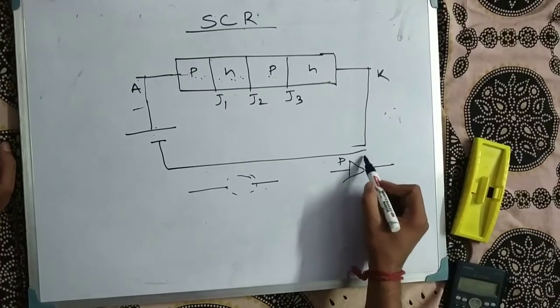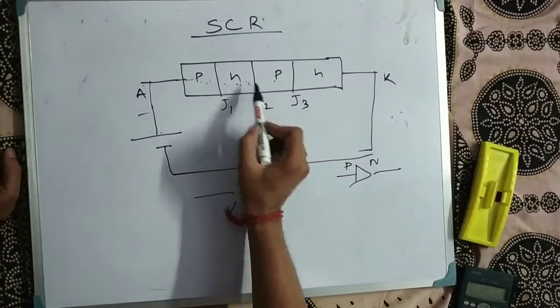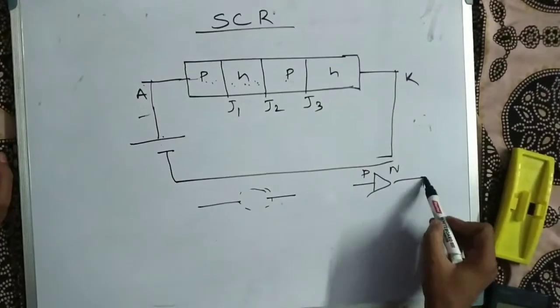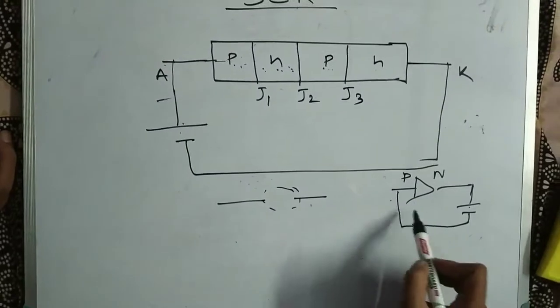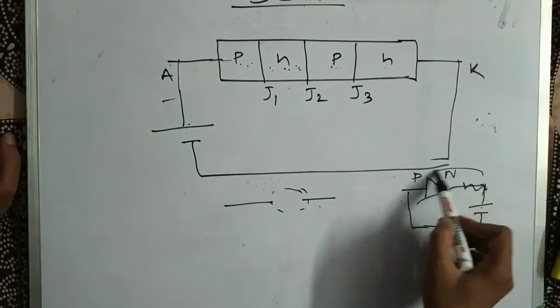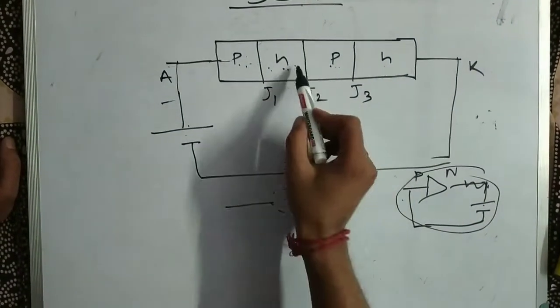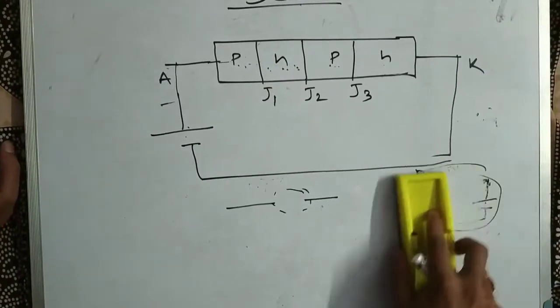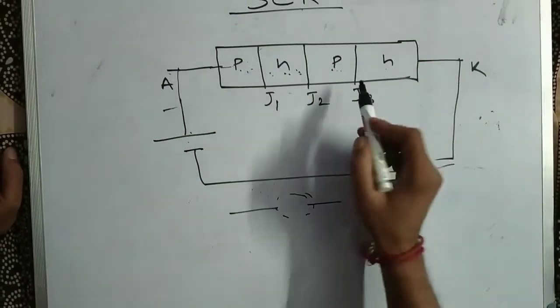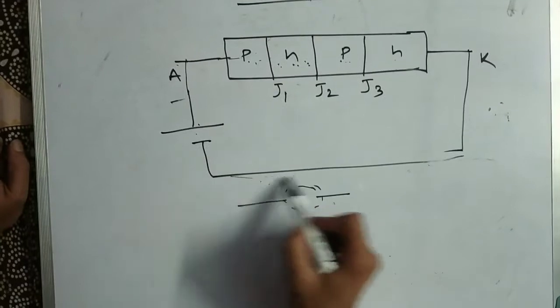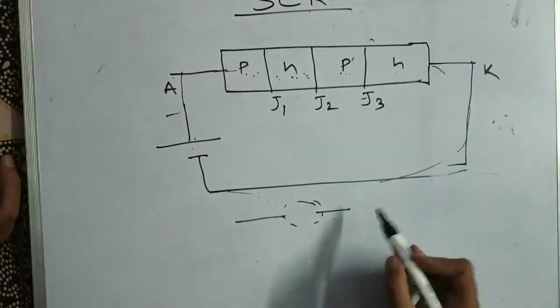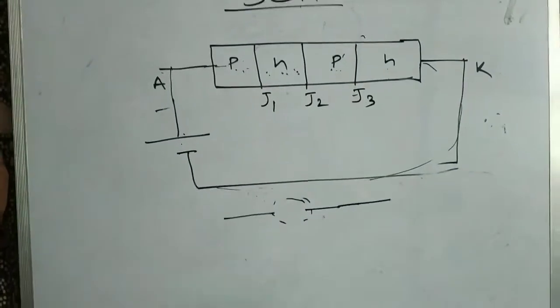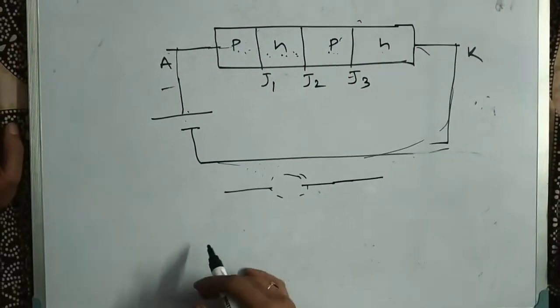This is the P terminal, the N terminal. This junction J2 is connected with positive in this scenario, so this diode acts as an open circuit. So the J2 junction also acts as an open circuit. For the J3 junction, the N terminal is connected with negative, so this J3 junction will be short circuited, as in the diode case.